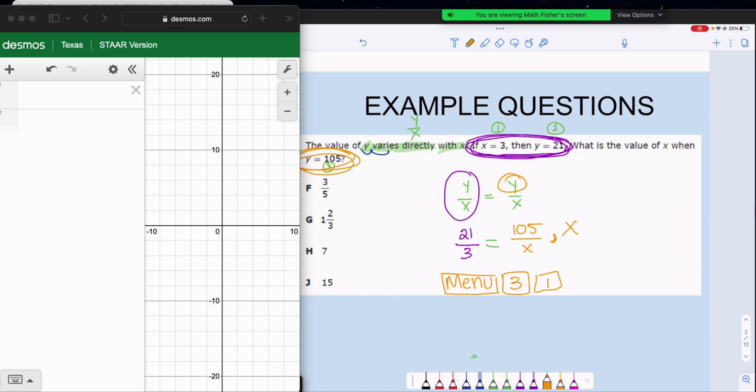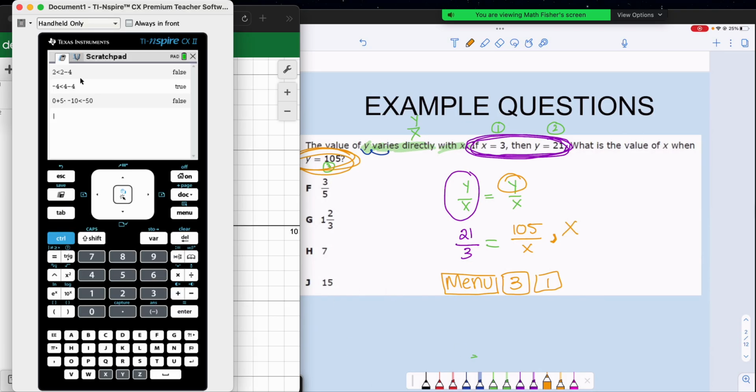Okay, so let's go to our calculator. We're going to go to calculate, menu 3, 1, and we have control divide 21 over 3 equals control divide again 105 divided by x, comma, don't forget the comma x, enter, and that gives us 15. So my x equals 15, and you're looking for 15 in your answer choices.